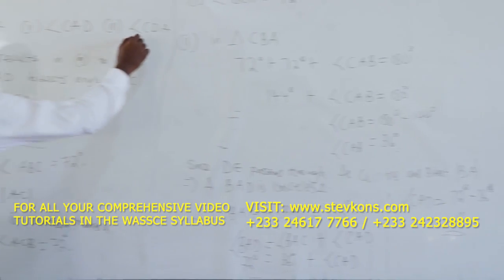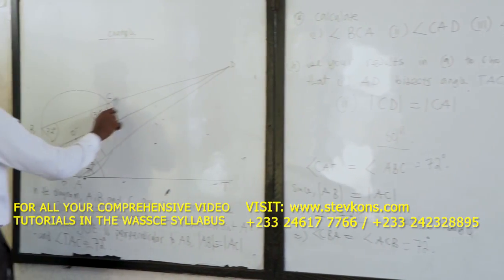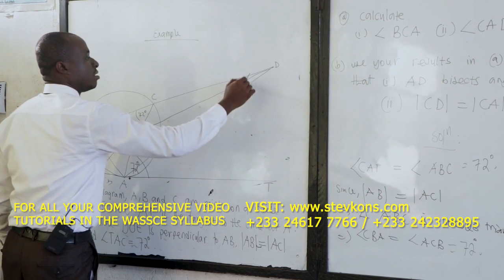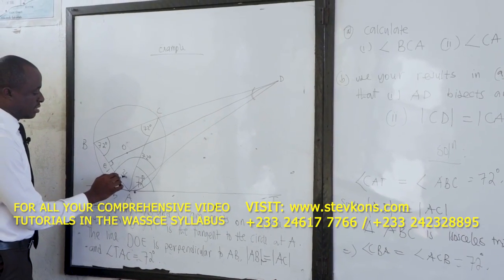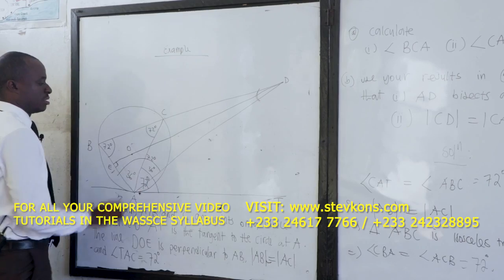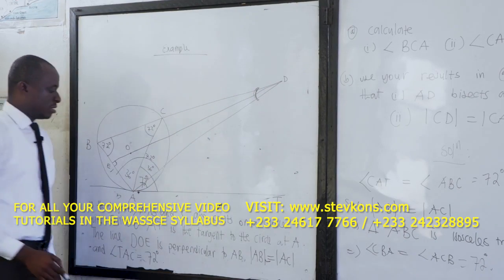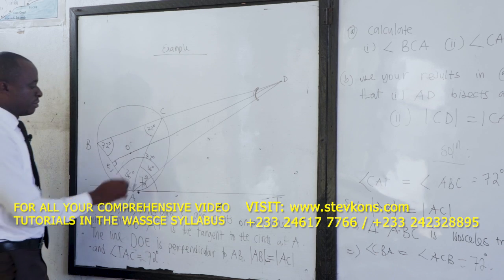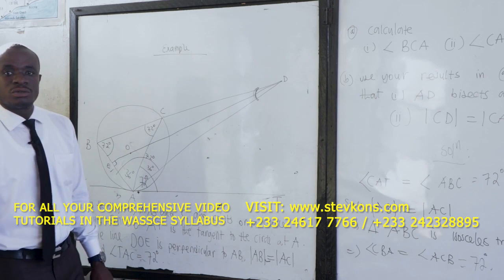Now the last one says you find CDE. We want to find the angle over here, CDE. Now, this side is 36 degrees. This side is also 36 degrees. So 36 degrees plus this is equal to 72 degrees.